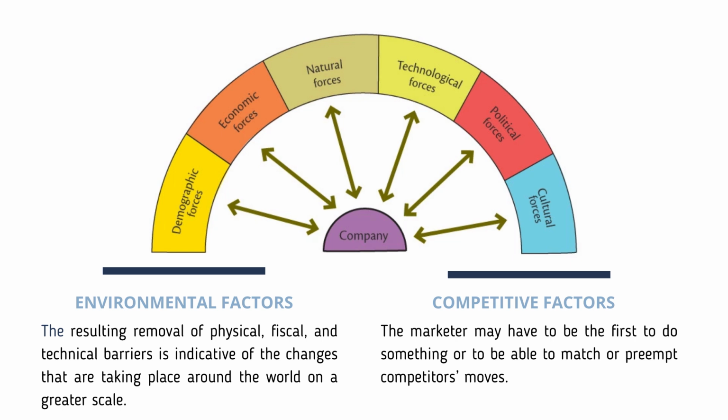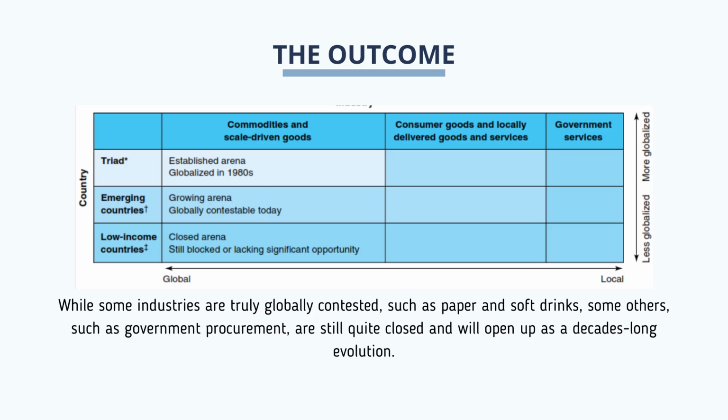Market presence may be necessary to execute global strategies and to prevent others from having undue advantage in unchallenged markets. So, what can be said about all of that we mentioned before? What is the outcome? Well, the four globalization drivers have affected countries and industrial sectors differently, as you can imagine. While some industries are truly globally contested, such as paper and soft drinks, some others, such as government procurement, are still quite closed and will open up as a decades-long evolution.